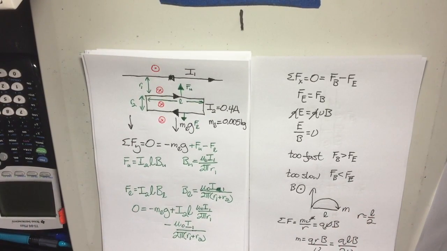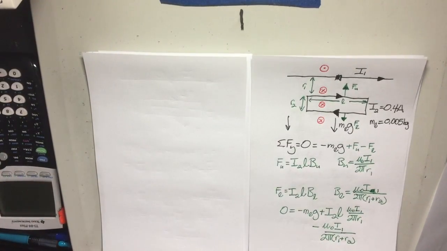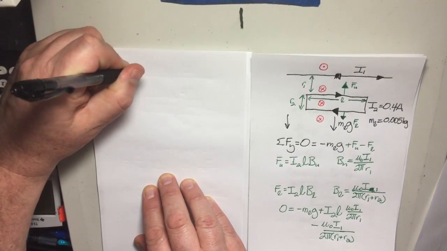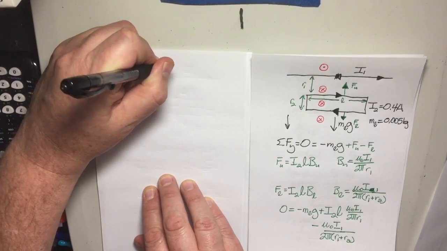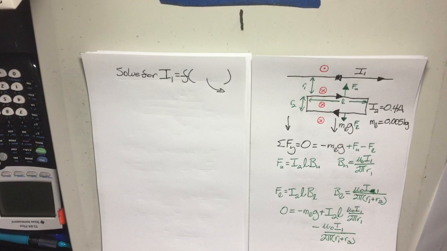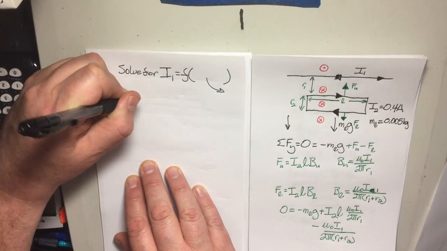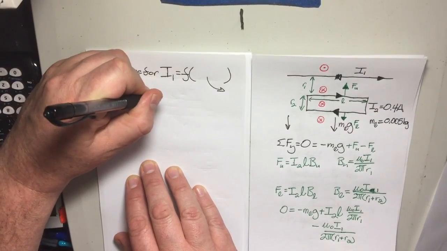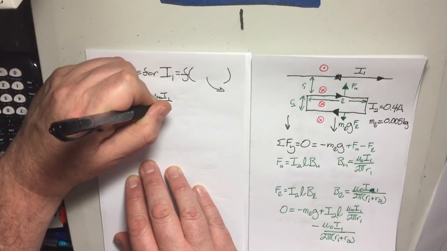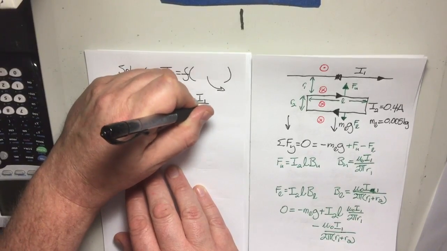And really what I'm going to do is, to annoy all the people who want their numbers, I'm not going to give you that satisfaction. Solve for I1 as a function of all of those other variables. So I want a function, and basically I'm going to write it out for you right now: mu naught, R, I1 or I2, m, L, all that stuff. So mLg is equal to I2 L mu naught I1 over 2 pi R1 minus mu naught I1 over 2 pi (R1 plus R2).